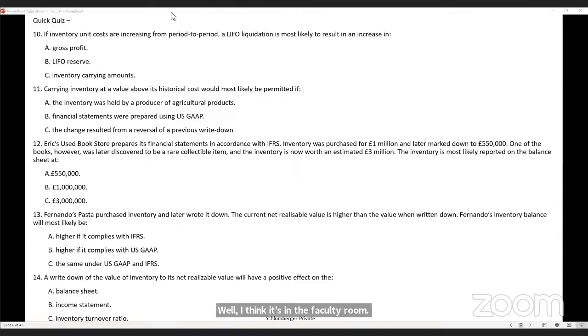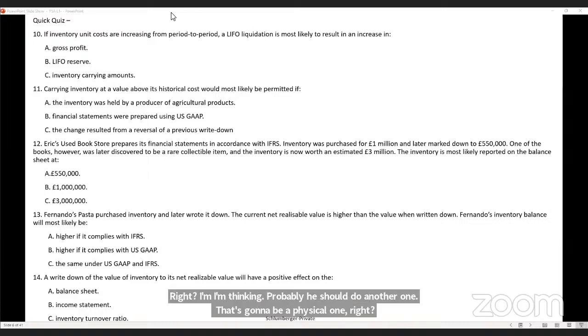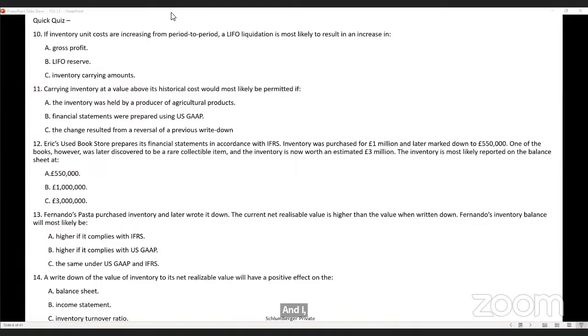I mean, maybe after this thing, yeah, we can do it again, right? I'm thinking probably he should do another one that's going to be a physical one, right? After this. I want it to be only question and answers. What I'm seeing here is not encouraging, I can tell you. We'll work on it. Yeah. That's very fine. Thanks.